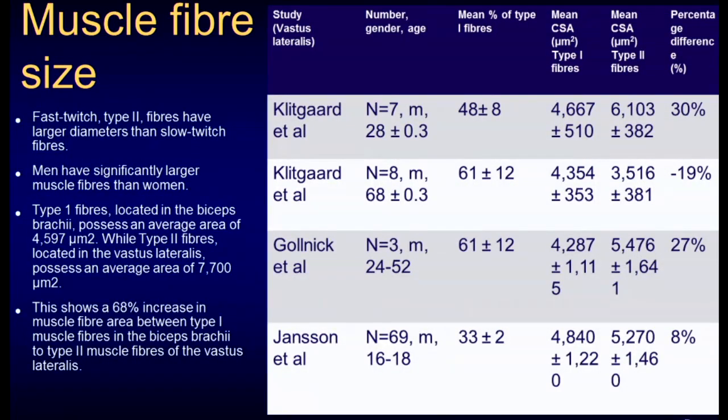So if you look at the muscle fibers themselves, fast-twitch type 2 fibers have larger diameters than slow-twitch fibers. So when you're building muscle, if you build fast-twitch fibers, then you tend to increase the muscle volume more than you do with type 1 slow-twitch fibers. And up to 68% difference in size between type 2 and type 1 fibers is seen.